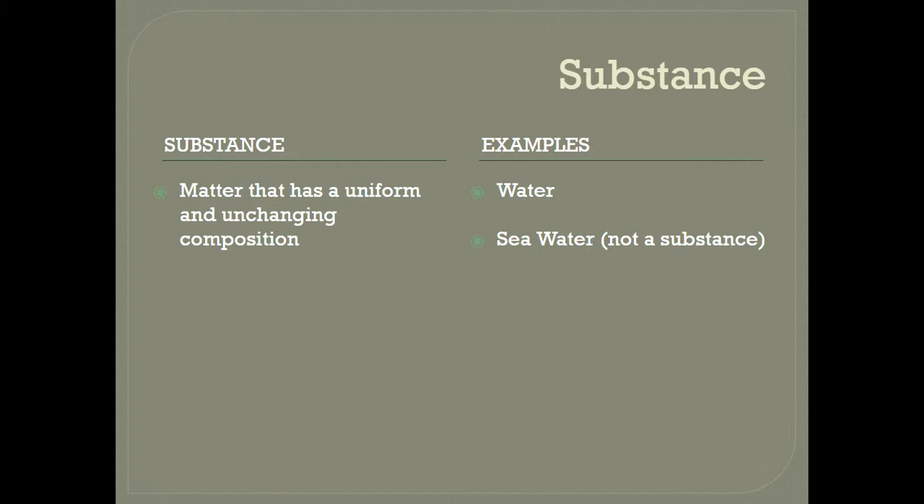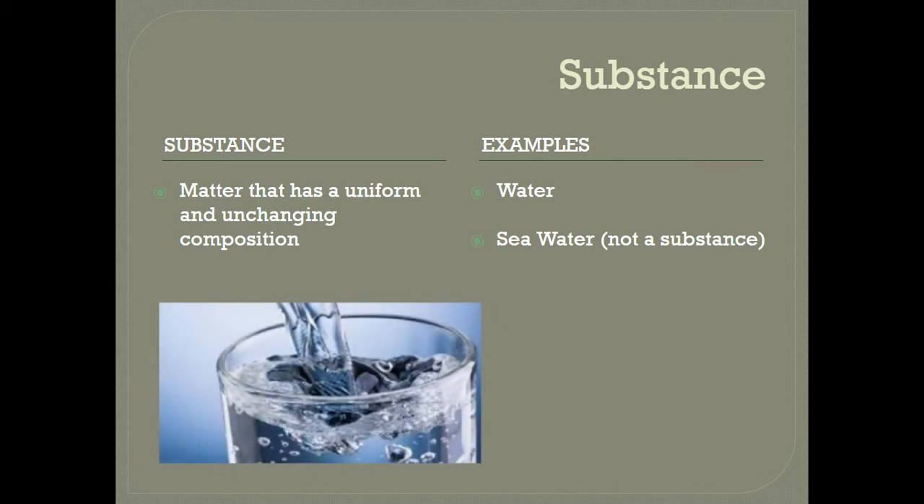A substance is matter that is uniform or unchanging in composition. An example of this would be water, a good, healthy glass of H2O. It is simply made of hydrogen and oxygen molecules bound together in a bent molecular structure. It's completely uniform. Water doesn't change its properties depending on what state it's in, but water is water.